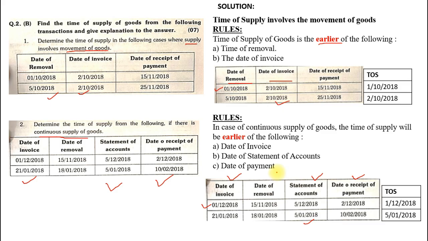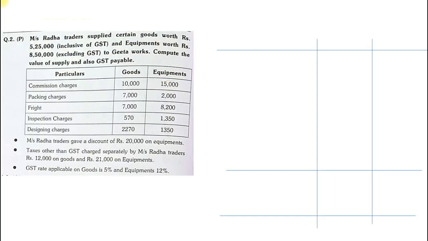Chalo, this was question number 2A and 2B. Alternately, there were May 2A, 2P and Q. So let us see the other two questions now. Question number 2P. Messrs Rather Traders supplied certain goods worth rupees 5,25,000 inclusive of GST. I think GST is already included in it. And equipment worth 8,50,000 excluding GST to Gita Works. Compute the value of supply and the GST payable.